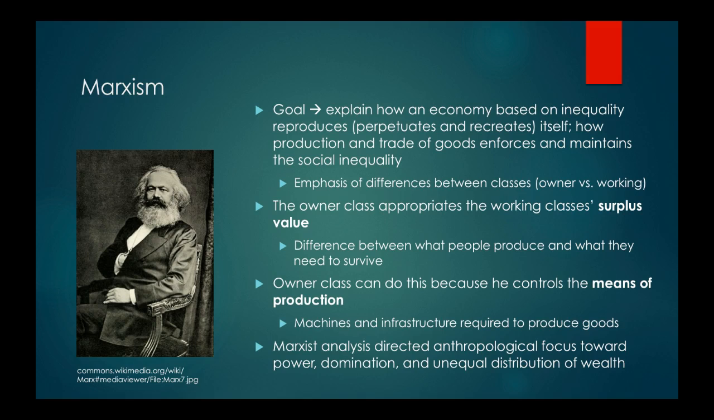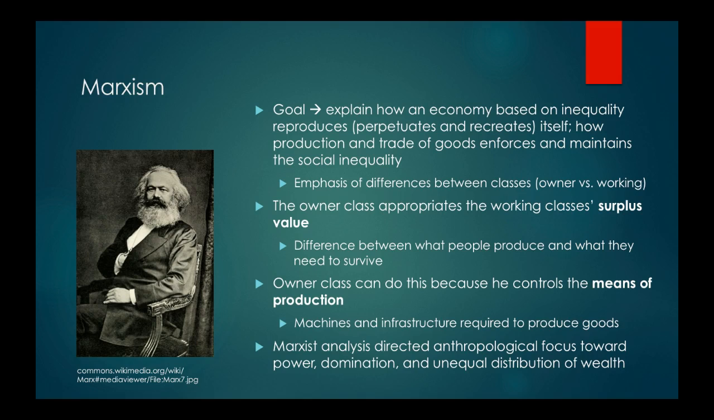And so the goal of Marxism was to explain how an economy based on inequality reproduces itself and how production and trade of goods reinforces and maintains this inequality. So the emphasis here is on the difference between classes, those being the owner class and the working class. And basically the owner class appropriates the working class's surplus value, and that surplus value is just the difference between what we produce and what we need to survive.